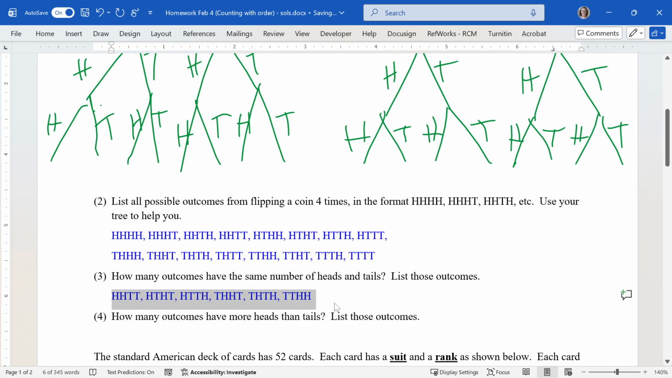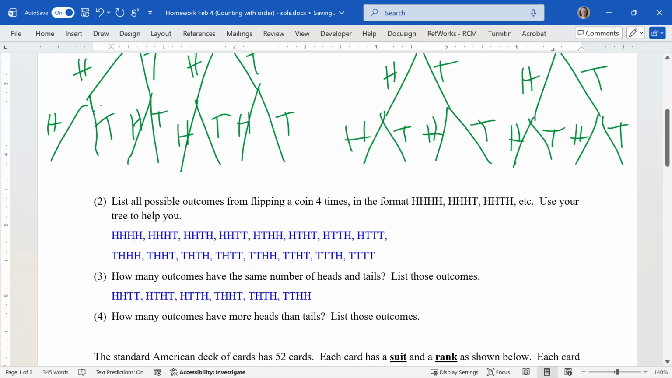Another way that you could approach this is if you start by realizing you need 2 heads and 2 tails, you could just kind of try to think of all the ways of arranging the H's and the T's together. This is a little harder to be systematic with, I think, but you might be able to approach it that way. It would be safer to actually just go through your whole list and pick out the ones that are what you want. Okay, so how many outcomes have more heads than tails?